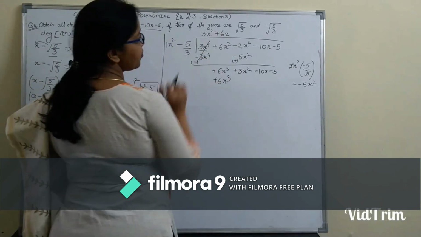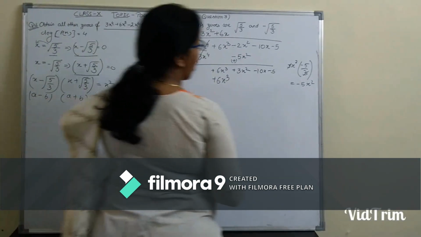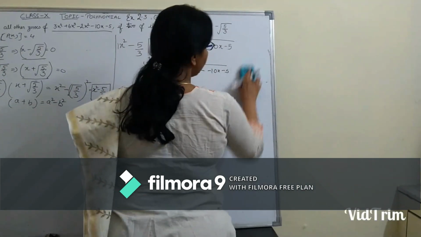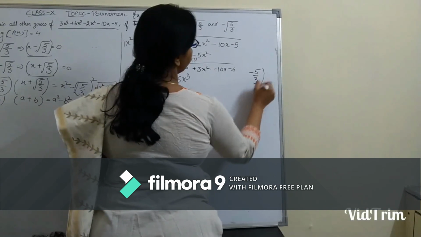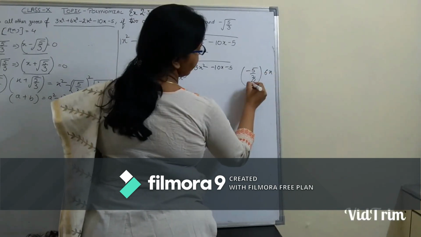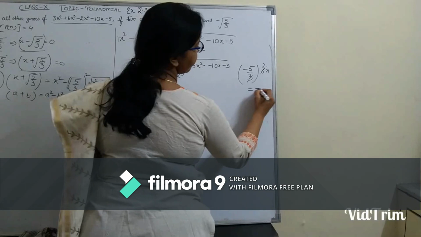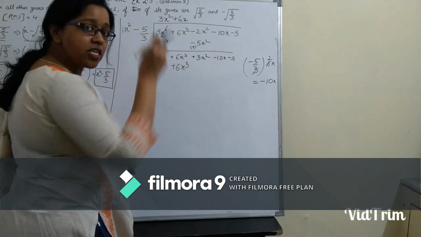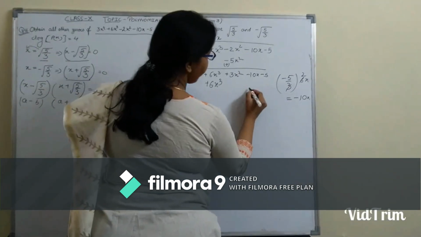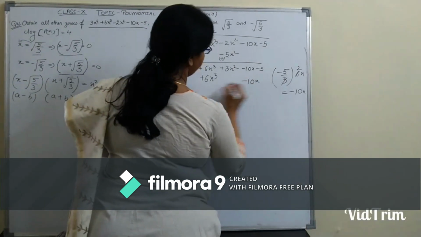Now when these two terms get multiplied, we will see how it will multiply to give the answer. Minus 5 upon 3 into 6x. 3 ones are 3, 3 twos are 6. It will give you minus 10x. So it is minus 10x. So we will write just below the x term. So here we have minus 10x. So we will write minus 10x.